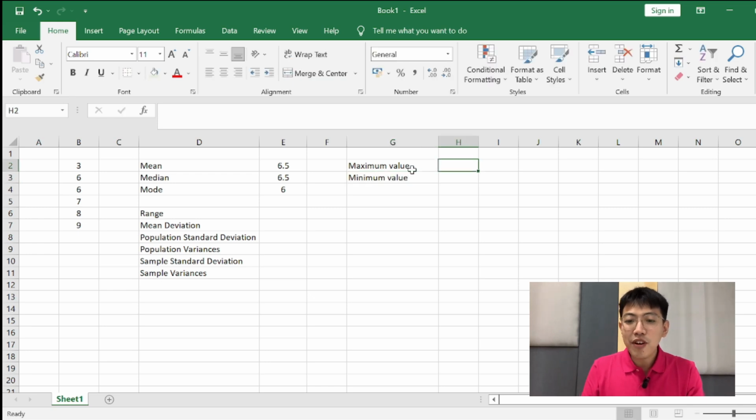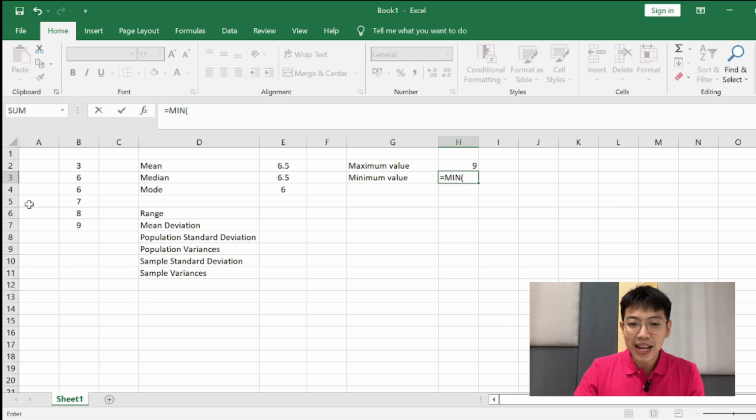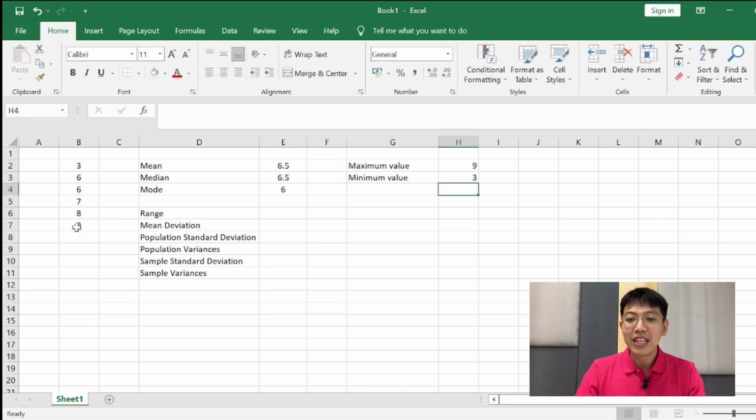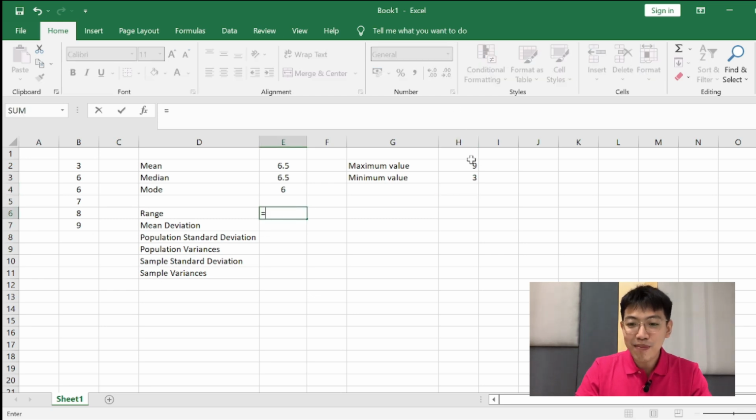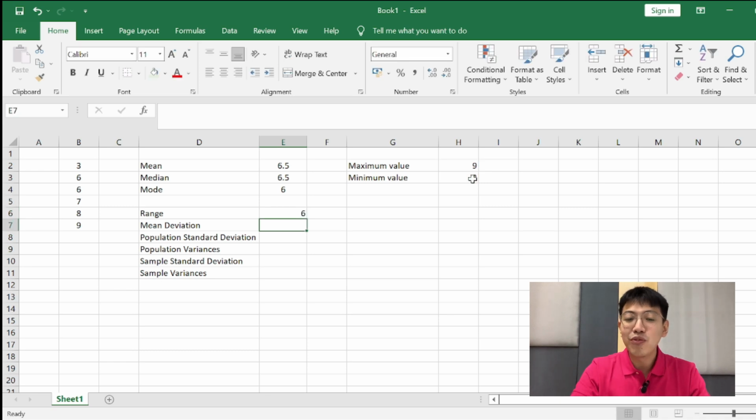For the maximum value, the formula is equals MAX and then the data. We can find the maximum value is 9. The minimum value is equals MIN, open bracket, the data, close bracket, which is 3. So the range equals maximum value minus minimum value. It will be 6.